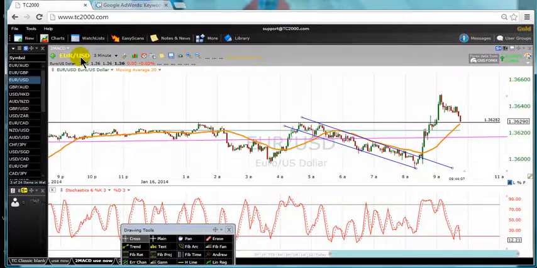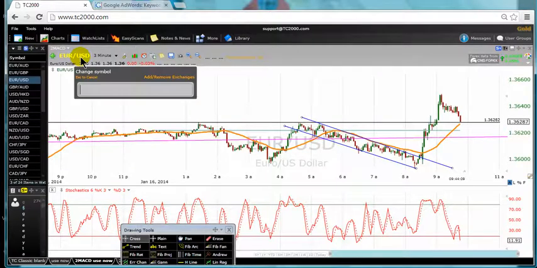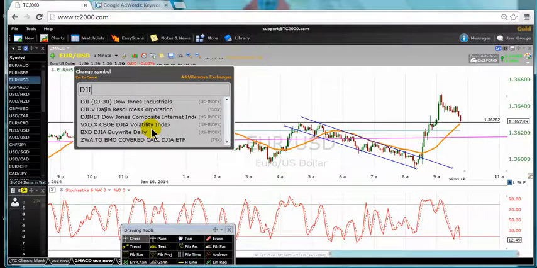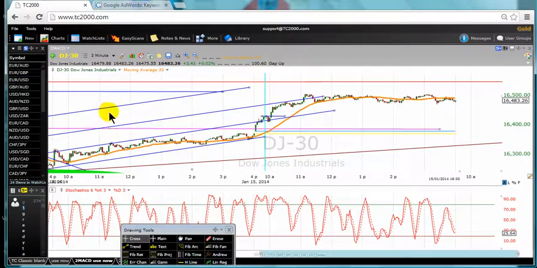So for those reasons, ladies and gentlemen, I'm going to look at the Dow Jones index to see what's going on there. All right. Here it is, the Dow Jones.